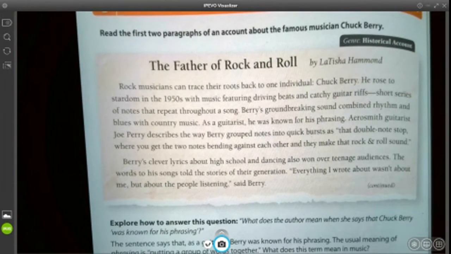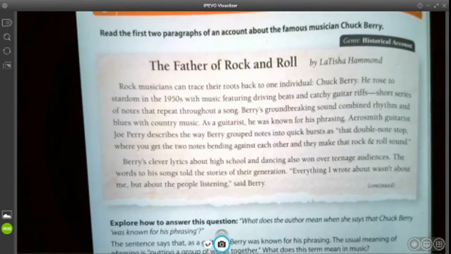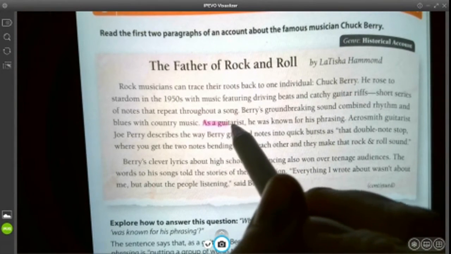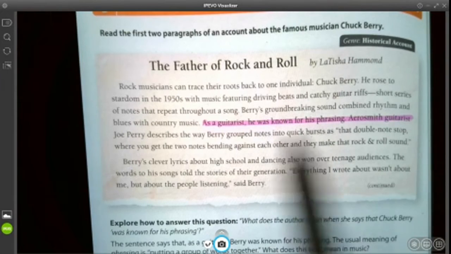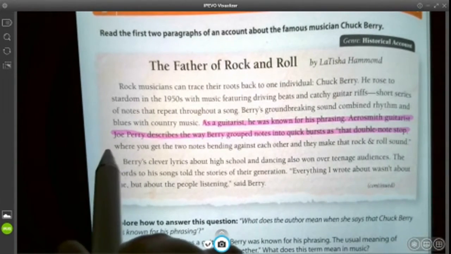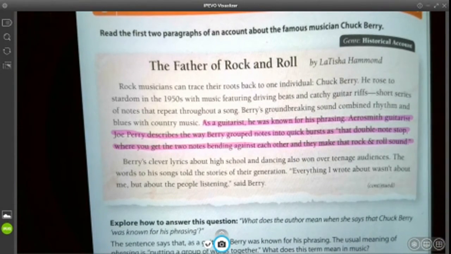So we want to explore the question, what does the author mean when she says that Chuck Berry was known for phrasing? Okay, so I'm going to use some context clues to help me out. I'm going to go ahead and just highlight the part of the text that's actually going to help me find this answer. I'd also like to point out that I'm going to use a little bit of background knowledge.